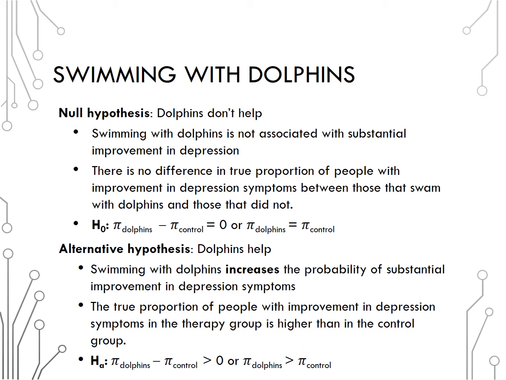The alternative hypothesis is that dolphins do help, so swimming with dolphins increases the probability of substantial improvement in depression symptoms, or the true proportion of people with improvement in depression symptoms in the therapy group is higher than in the control group. In notation, pi d minus pi c is greater than 0, or pi d is greater than pi c, where pi is representing the proportion of people with improvement.